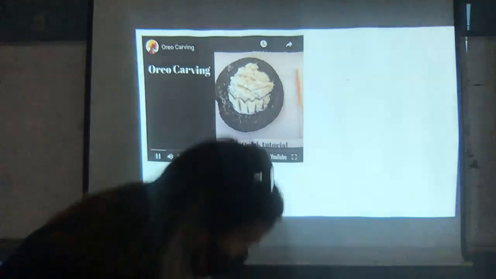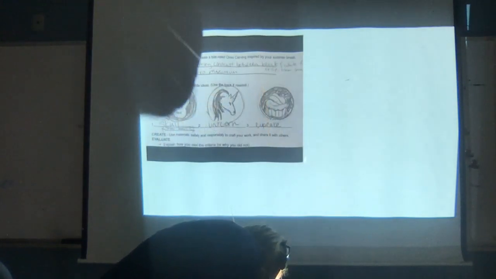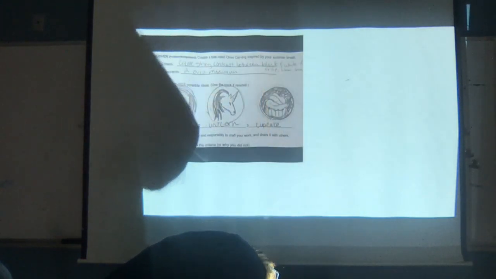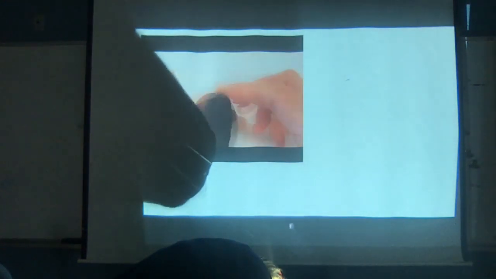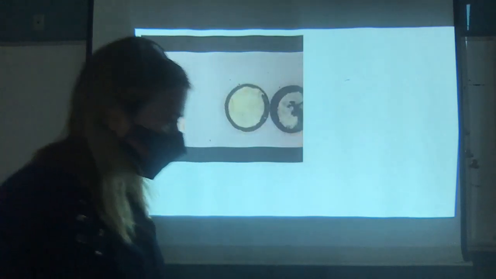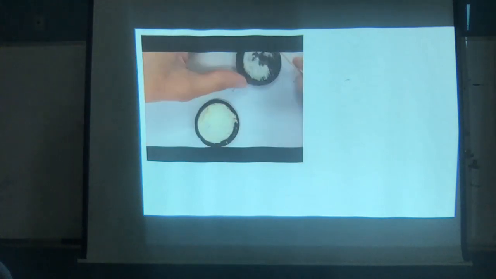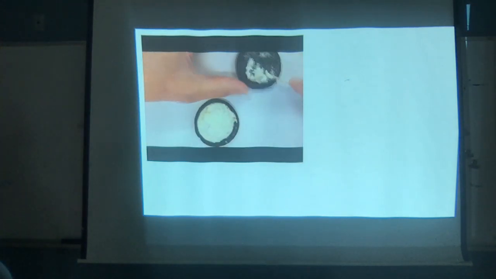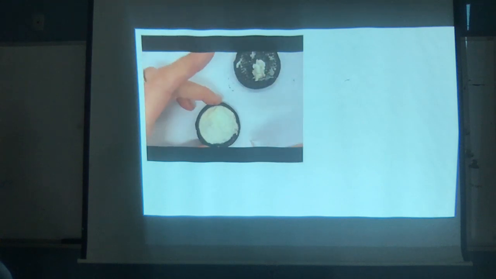Today in 3D design, we're going to do something challenging but fun. We're going to carve Oreos. First, you need to make sure you complete your 3 possible idea sketches, because sometimes what you plan on creating does not turn out and you need a plan B. When you separate your Oreo cookie, don't worry if some of the filling comes off onto the other side of the cookie. You're not going to use all of the filling as you're carving.